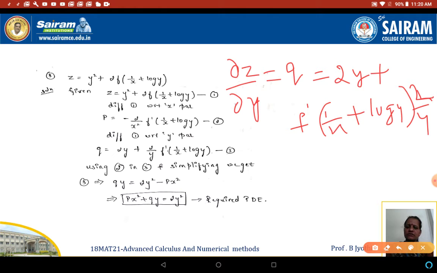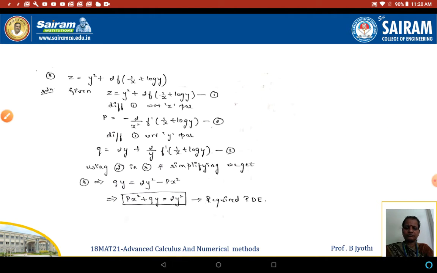Let's call this as equation number 3. So we have 1, 2 and 3. The function needs to be eliminated. How it has to be eliminated? Using the second and third and simplifying, we get p x square plus q y is equal to 2y square. This is the required equation.